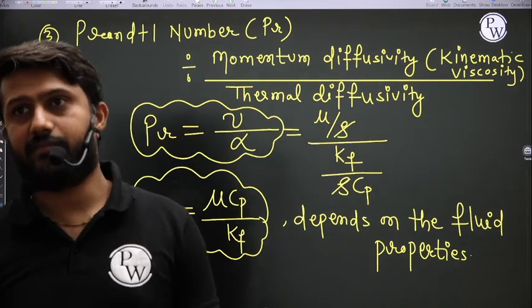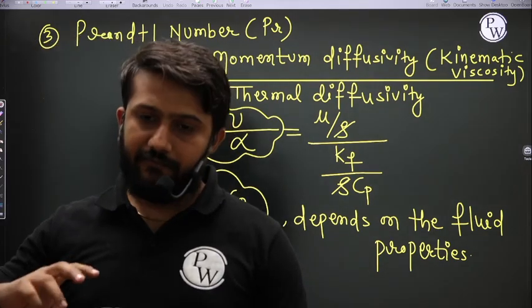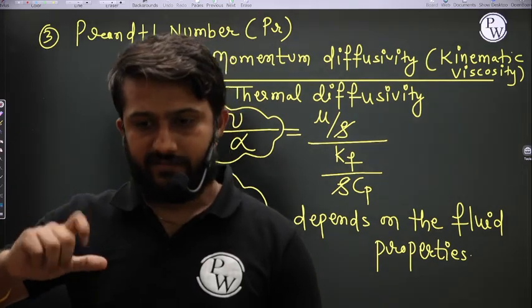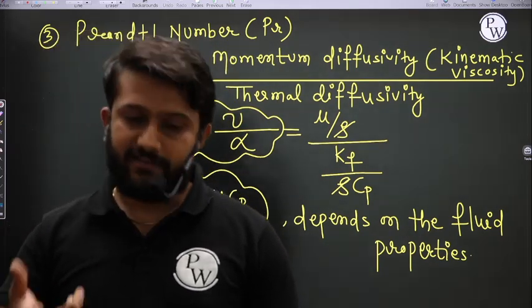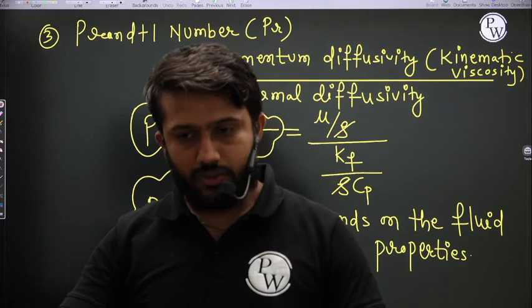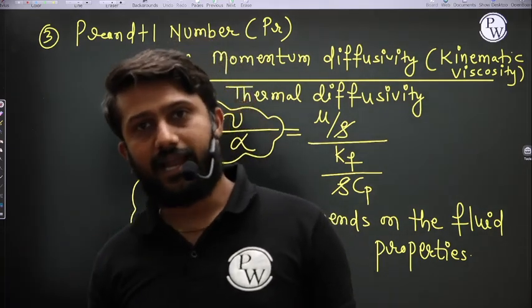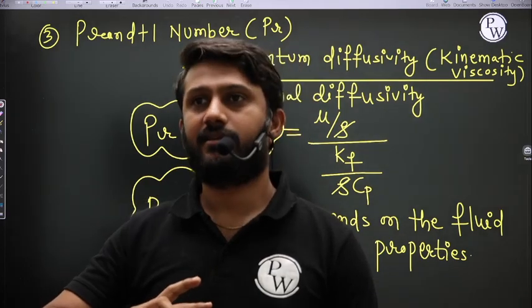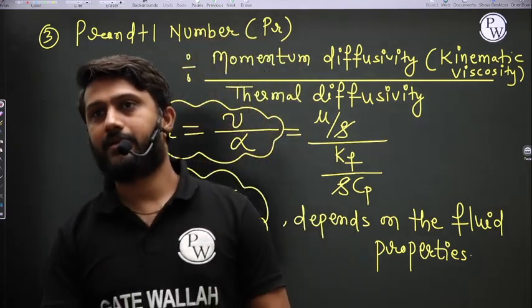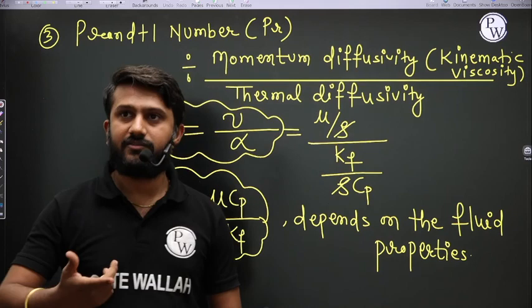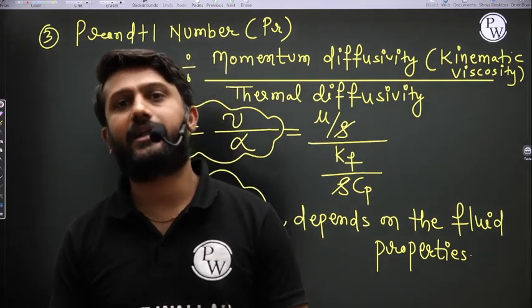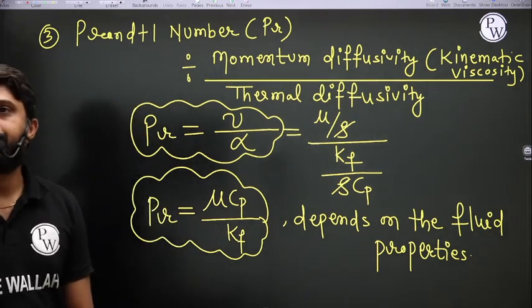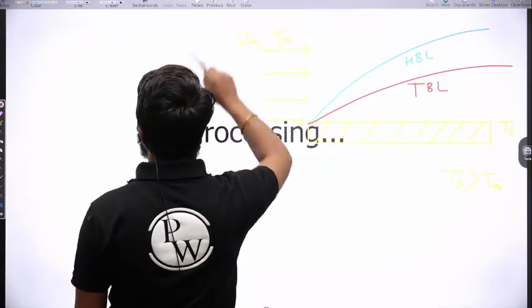The Prandtl number tells us which boundary layer, if I'm talking about the thermal boundary layer and the hydrodynamic boundary layer, what is the relation between the HBL and the TBL? Which one is more? Which one is greater? Which one is lesser? That is decided by the Prandtl number, or we can comment on the basis of the Prandtl number. Okay, so this is the significance of the Prandtl number.